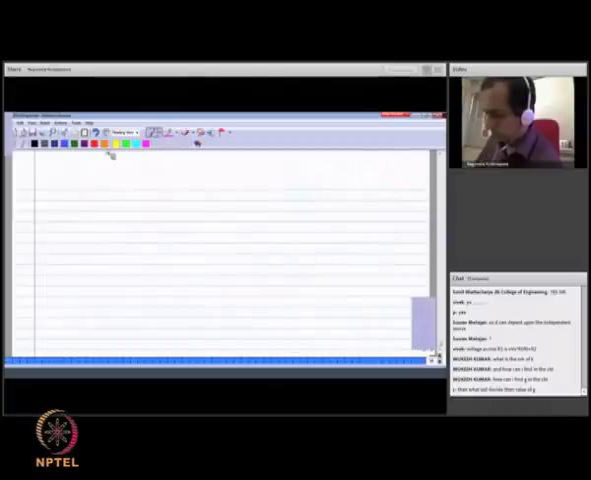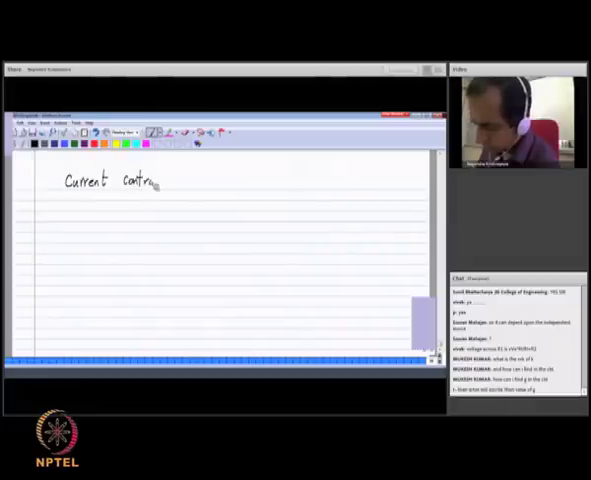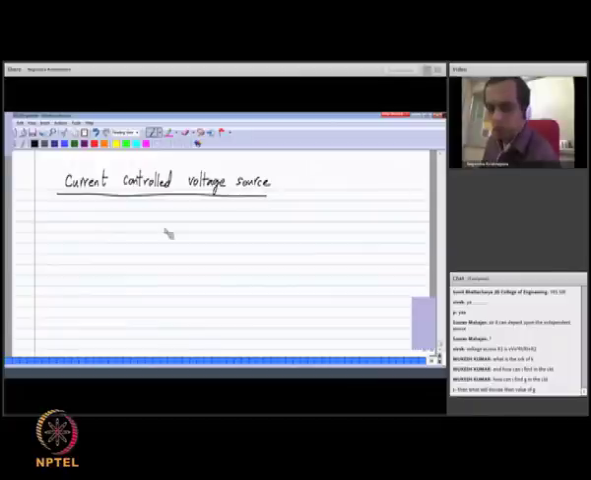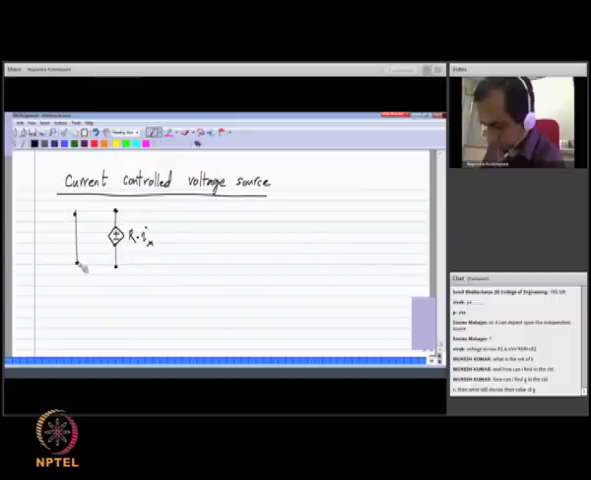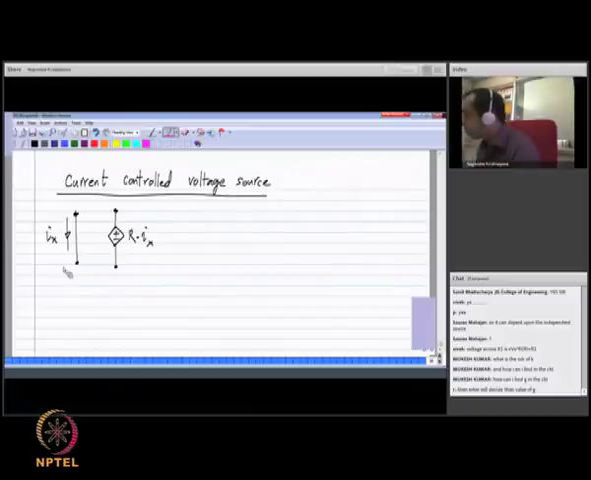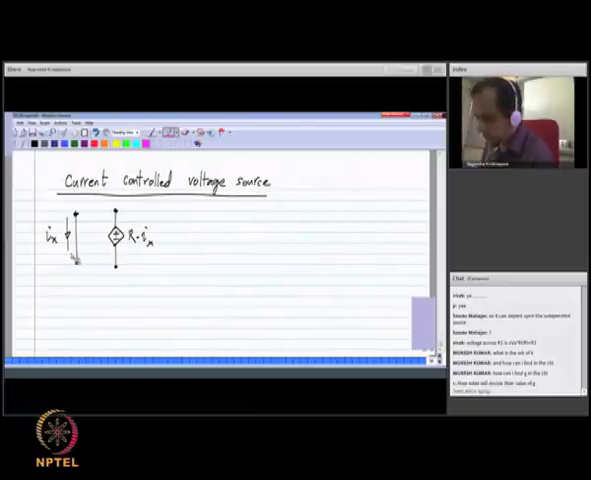And next we can consider current controlled sources. Let's say I have a current controlled voltage source. What it means is that it is a voltage source whose value depends on some current in the circuit. And what is this current Ix? There is some wire or some branch in which a certain current Ix is flowing, and the value of this voltage source depends on the current Ix.